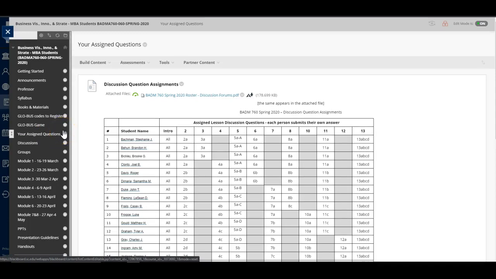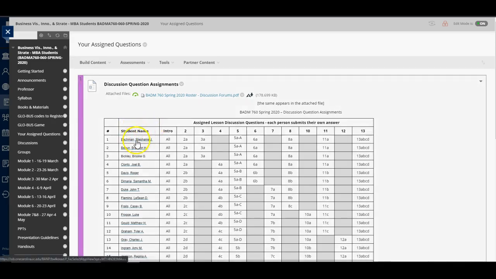There's also a file if you'd like a printer-friendly version of this. In this case, simply find your name and pay attention to the row from left to right, and it will tell you which discussion questions you were assigned to answer throughout the course. So for example, Stephanie will, like everyone, do a personal introduction in the first lesson. Then she'll answer discussion question 2A and discussion question 3A. She is not required to answer a discussion question in lesson 4.